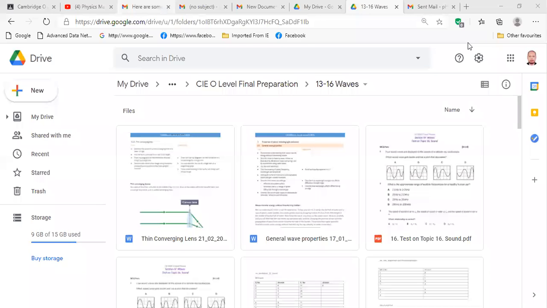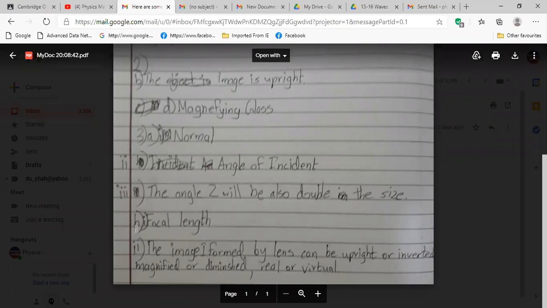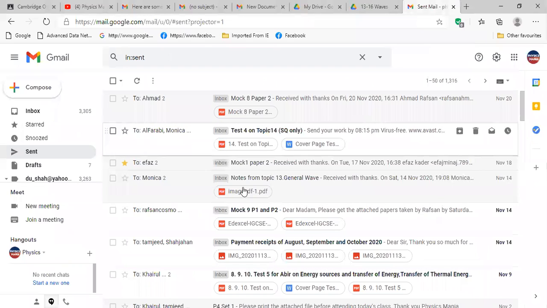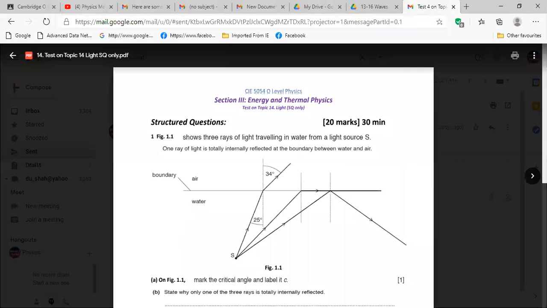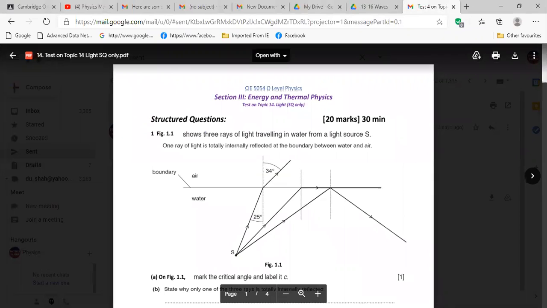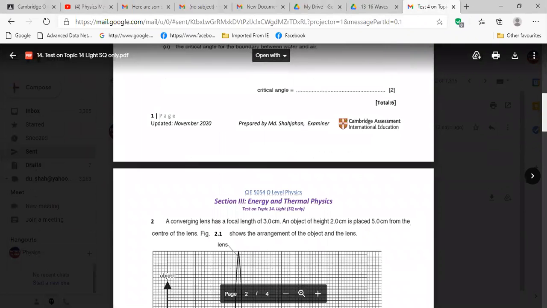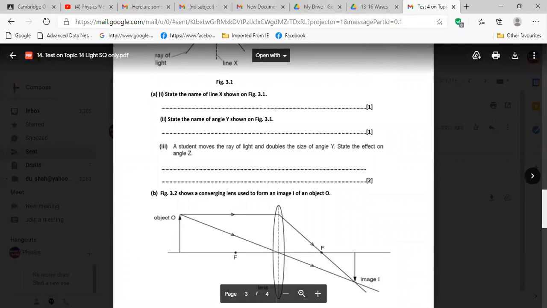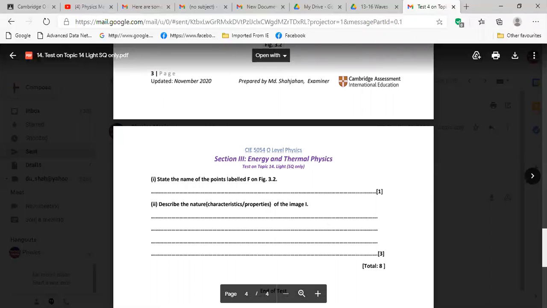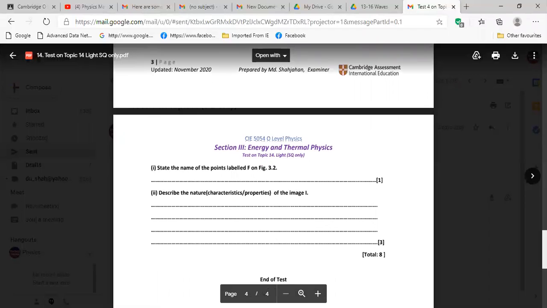Here we were discussing question number 3, right? Till here, B1 we did. Now we are continuing the next. Okay, now describe the nature, or characteristics or properties of the image I.